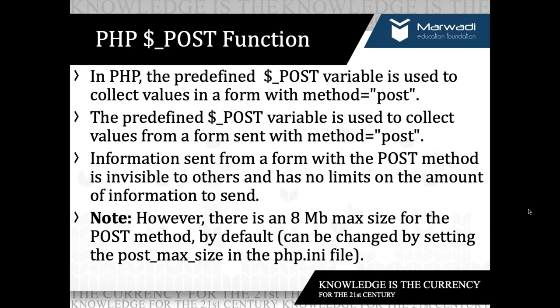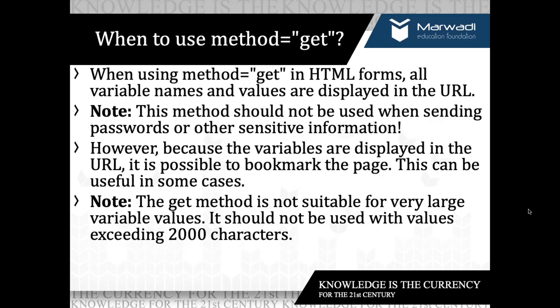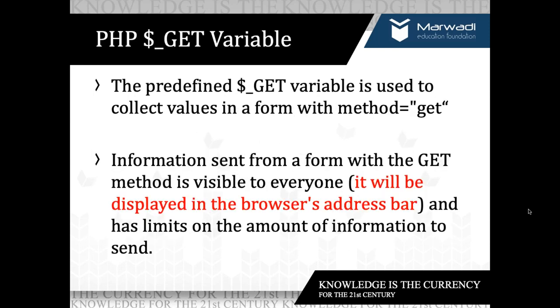And these are the notes: the POST method has a maximum of 8 MB of size, which is the default and can be changed. For the GET method, the characters are not supposed to exceed 2000 characters. So let's start with the example of the GET method as well as the POST method. First of all, I'm going to start with the first file and the second file. Let's get started with GET.